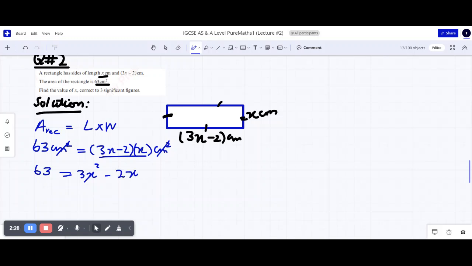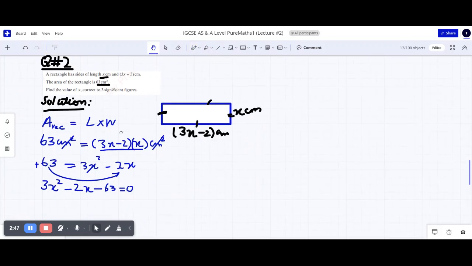Now we will rearrange the terms on one side of equal. It means that we will shift the 63 to the other side. There is no sign with 63, so it is positive. When we shift it to the other side, it becomes negative. Minus 2x we will keep the same, and minus 63 equals to 0. We got the quadratic form. So now we will use the quadratic formula to simplify it.